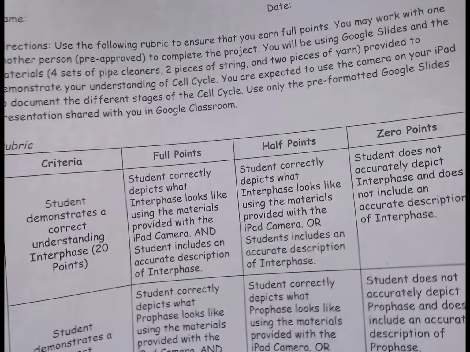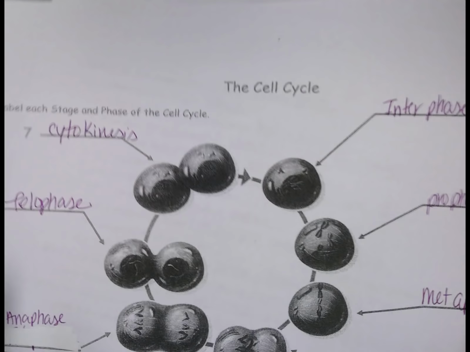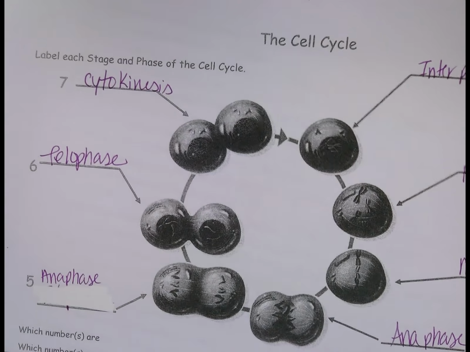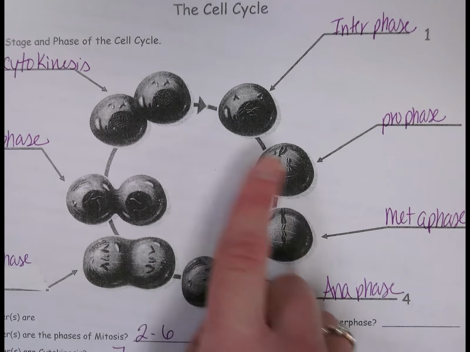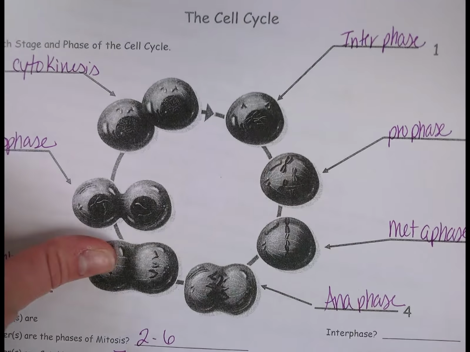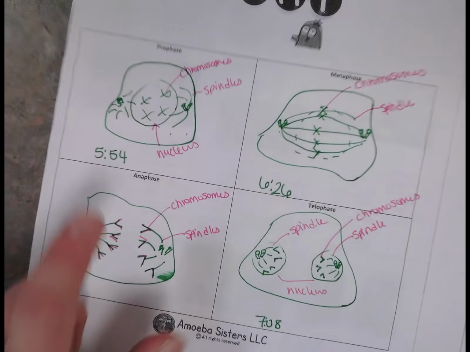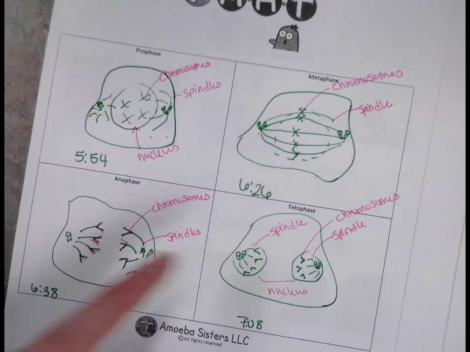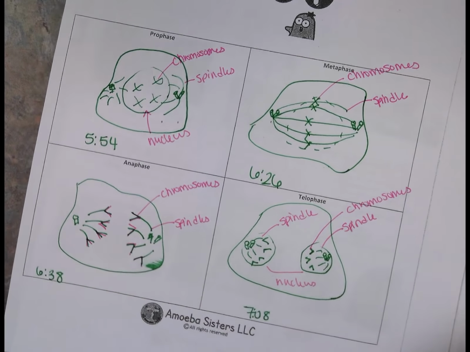Now for the information of where you can use to kind of help you out, in your notebook, you have this page, okay, to kind of give you an idea of what it should look like in terms of the nuclear membrane, the cell membrane, and the chromosomes. And here's also some information as well that you can use. Looking at your amoeba sisters, you should have some diagrams of what prophase, metaphase, anaphase, and telophase look like. So that's something you're going to be using as well.